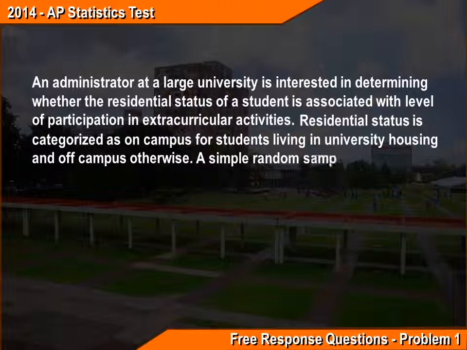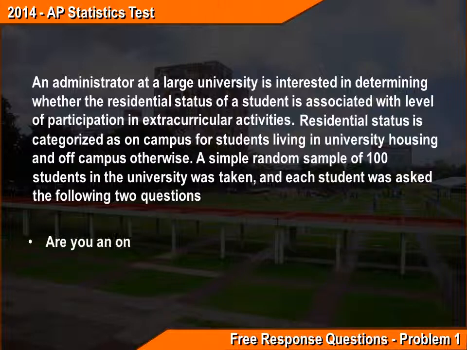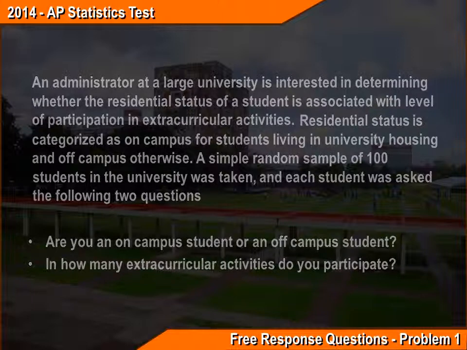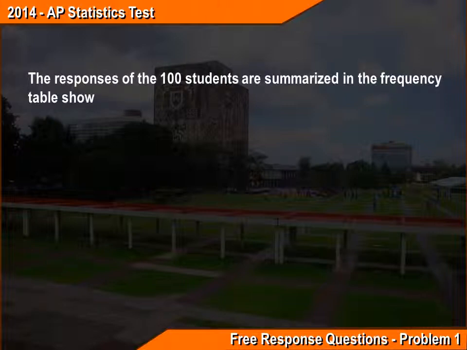A simple random sample of 100 students in the university was taken, and each student was asked the following two questions. Are you an on-campus student or an off-campus student? In how many extracurricular activities do you participate? The responses of the 100 students are summarized in the frequency table shown.